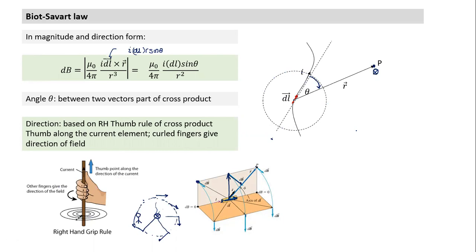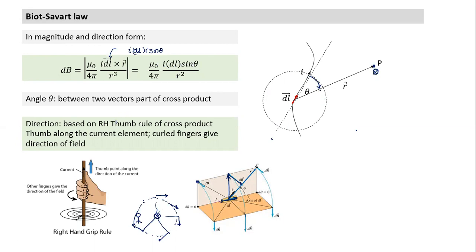So this is a point, this is a current element, and I want to find the field. I have drawn a circle with the current element at the center. So all points on the dotted circle are at the same distance. This term is the same, dl is the same, I is the same, these constants are the same. The only thing which is changing is the sine theta term, and second, the direction.